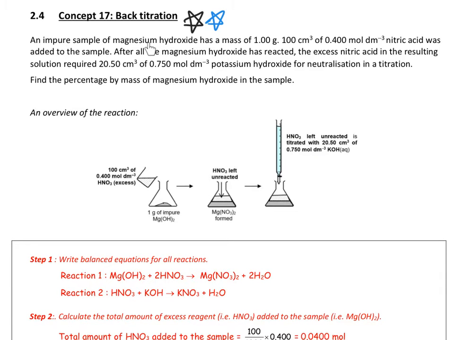An impure sample of magnesium hydroxide has a mass of 1 gram. And 100 cm³ of 0.4 mol/dm³ of nitric acid was added to the sample. After all the magnesium hydroxide has reacted, the excess nitric acid in the resulting solution required 20.5 cm³ of 0.7 mol/dm³ potassium hydroxide for neutralization in the titration. Find the percentage by mass of magnesium hydroxide in the sample.